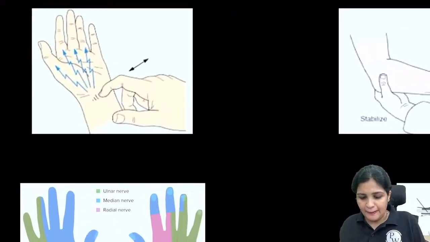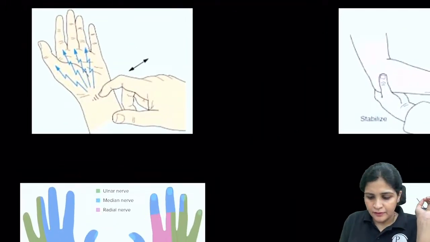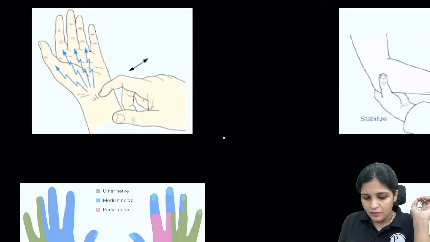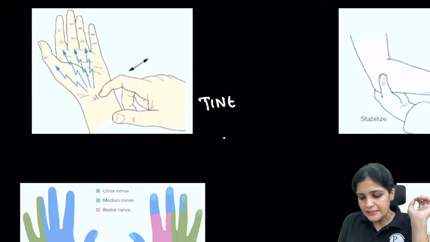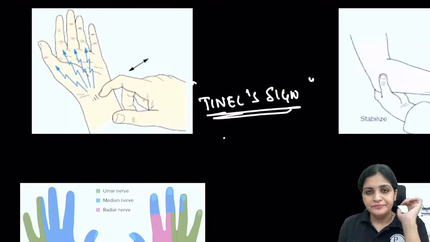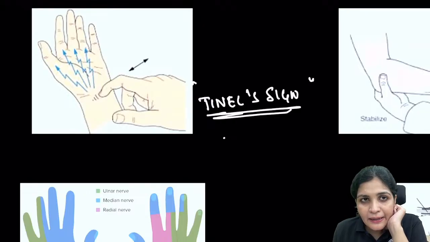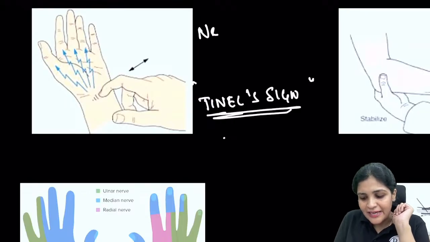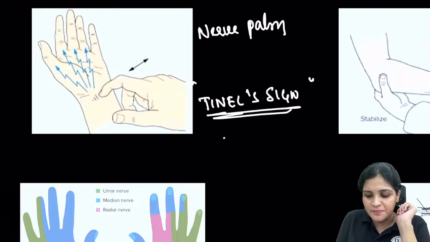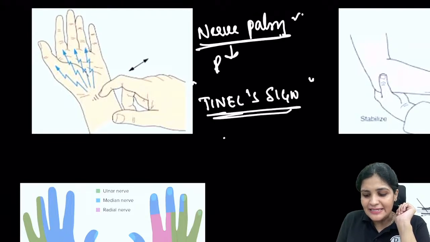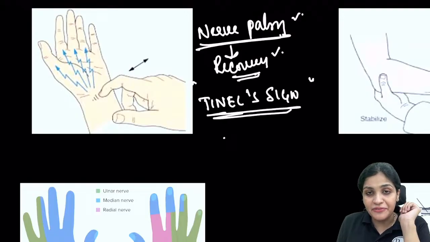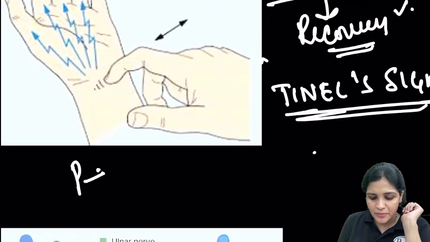What is this sign? This is Tinel's sign. What is the Tinel sign? Whenever there is a nerve palsy, and especially in neuropraxia, there is a recovery, right? As you told, there is a 100% recovery. And this recovery is usually from proximal to distal, right?